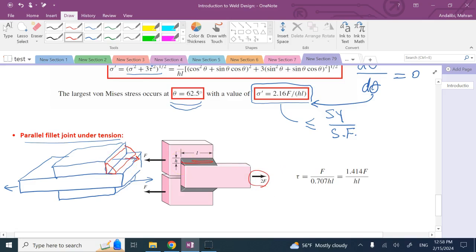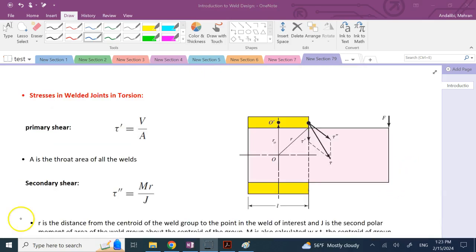In this case, the cross section for the shear stress is at an angle of 45 degrees times h. So that distance here is going to be 0.707 times h, and that multiplied by L gives you the cross section. F divided by that is the shear stress. This has to be less than or equal to what? Tau allowed.